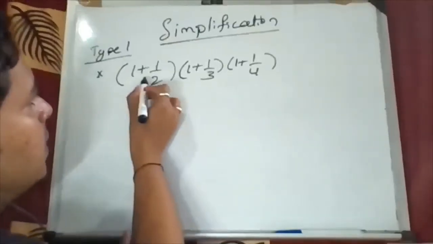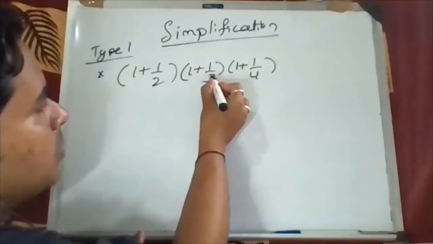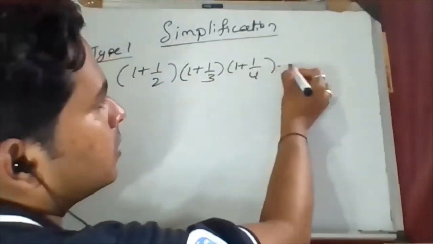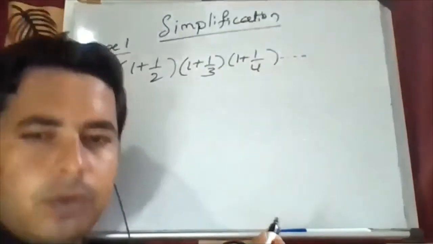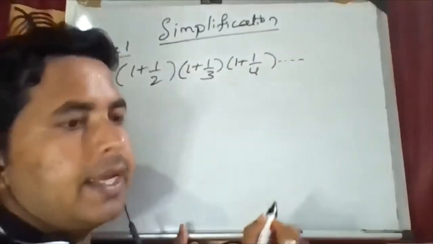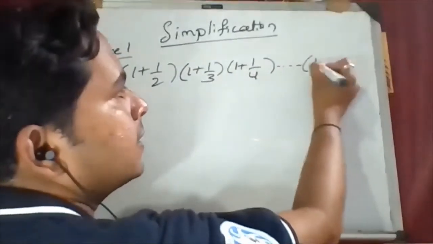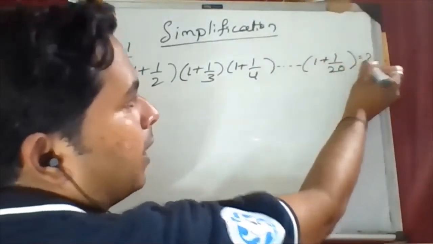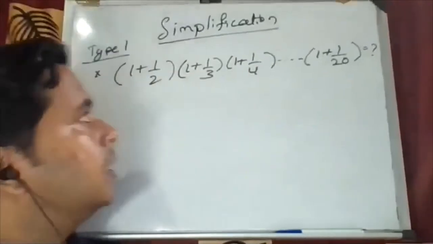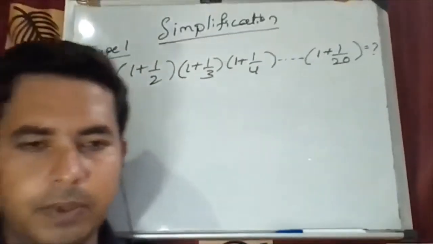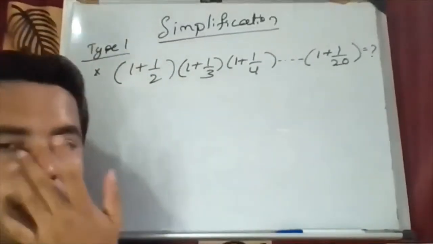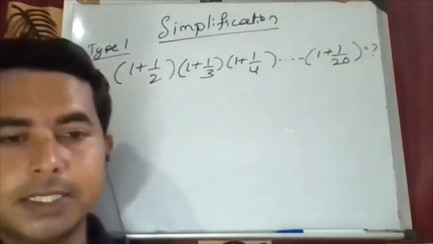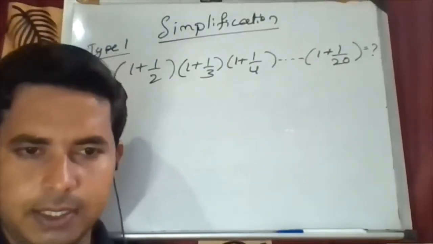It's 1 plus 1 by 2. After this, 1 plus 1 by 3, 1 plus 1 by 4. So it just continues like 1 plus 1 by 5, 1 plus 1 by 6, like that. And at the end, here it is 1 plus 1 by 20. So this is a series up to the 20th term. Okay, so here it's not an addition, it's a multiplication thing, and you have to find the answer.